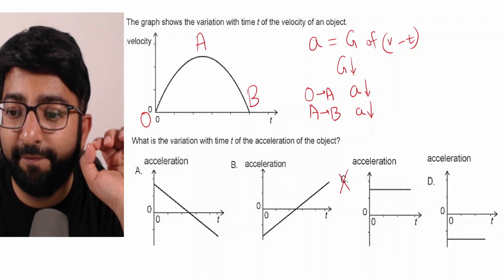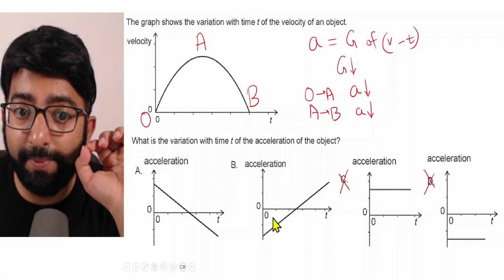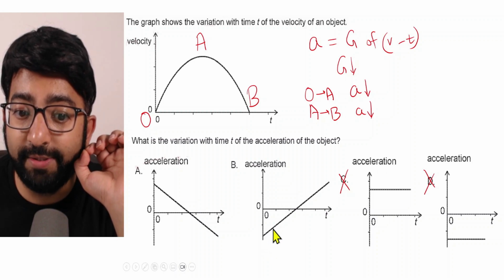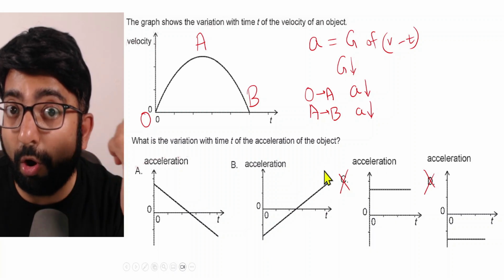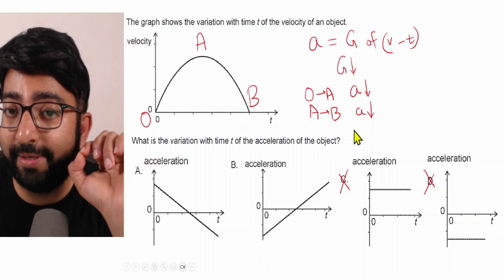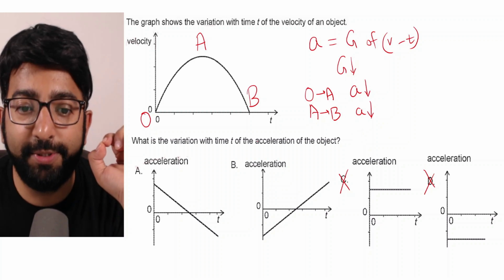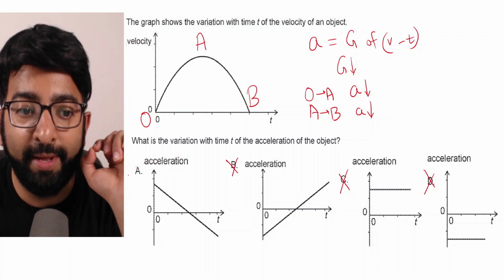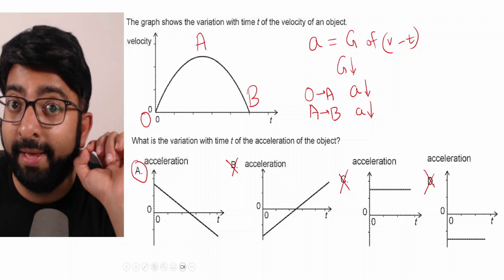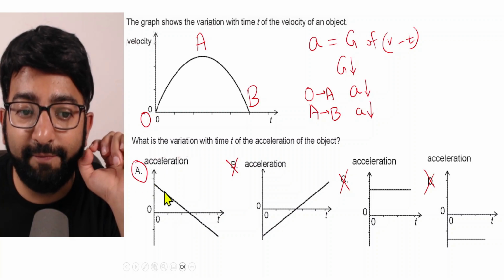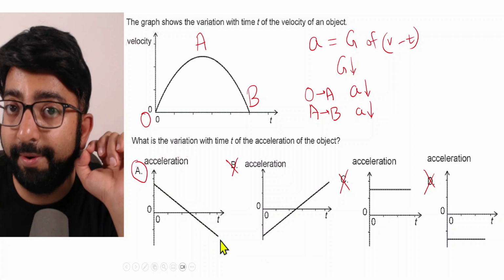So C and D are definitely discarded. In option B, you can see that the value of acceleration is increasing, which is opposite to what we require. We need acceleration to reduce. Hence, option B also is discarded. Hence, option A is the right answer. In option A, you can see the value of acceleration is continuously reducing.